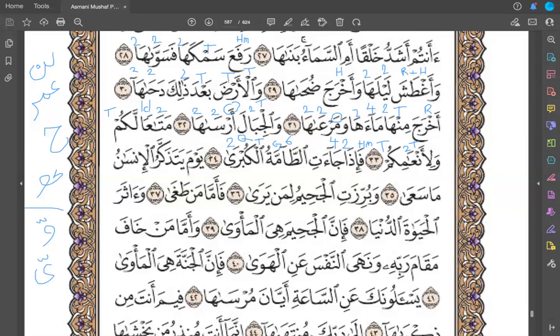The makhraj of ya is when you are lifting the middle part of your tongue to the middle part of your palate, but you are not touching the palate, so the sound is very soft.